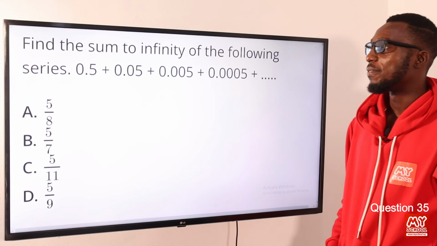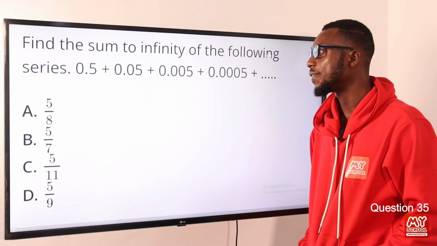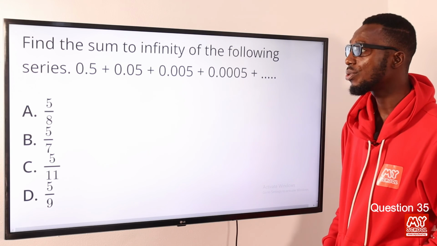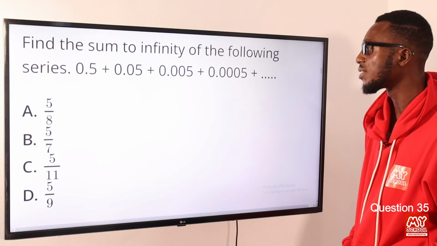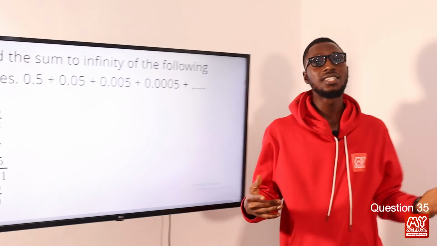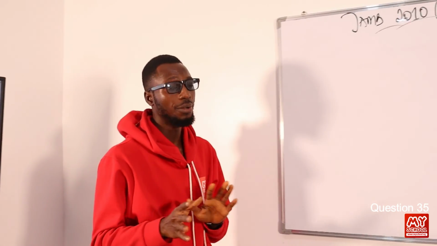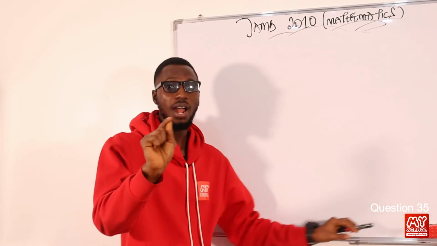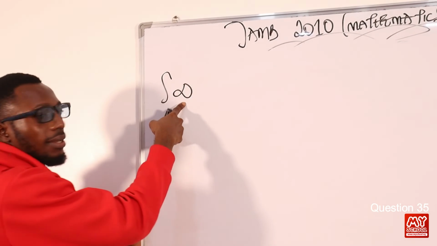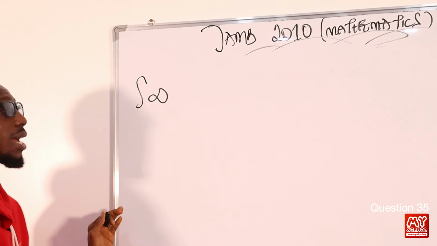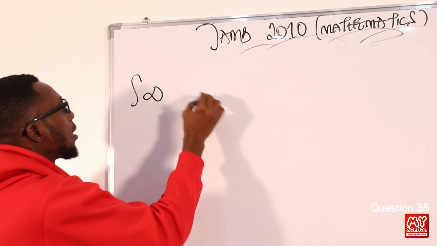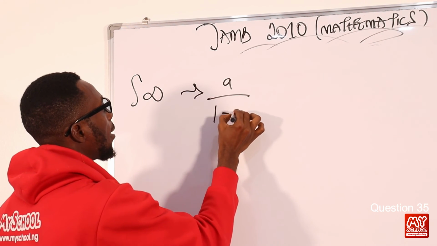Number 35. Find the sum to infinity of the following series: 0.5 plus 0.05 plus 0.005 plus 0.0005 plus and so on. To find the sum to infinity, remember that it equals a over 1 minus r, where the absolute value of r is less than 1, and r is your common ratio. Some people refer to the infinity sign as the lemniscate, but we are not concerned about that.